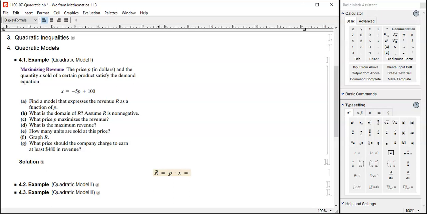But then again, in this case, what is X? Negative 5P plus 100. Therefore, this whole thing is negative 5P squared plus 100P. Oops, a typo here, sorry about that. And what did we end up with? We ended up with a quadratic model. This is a quadratic expression.